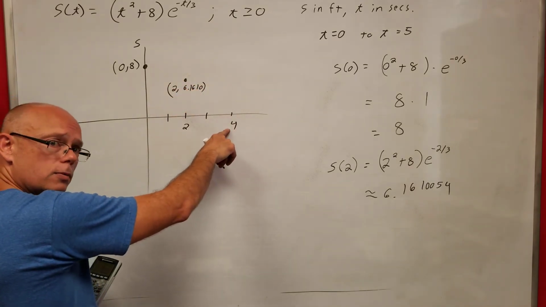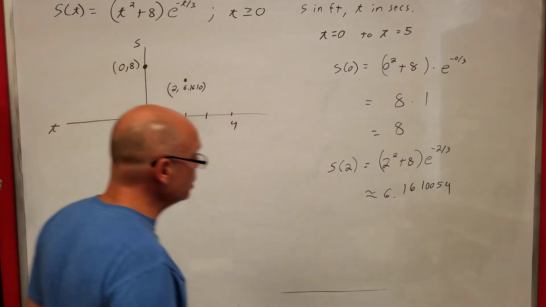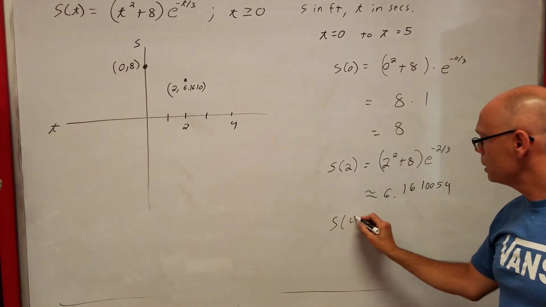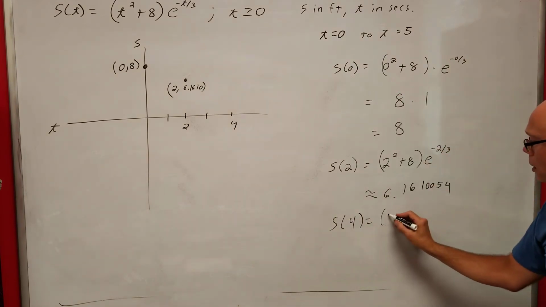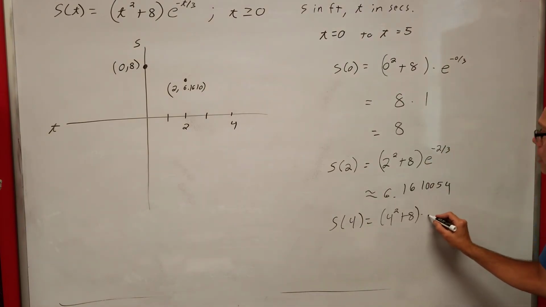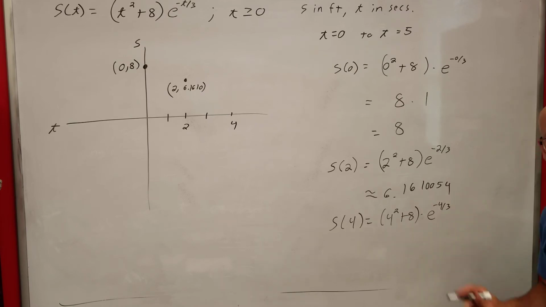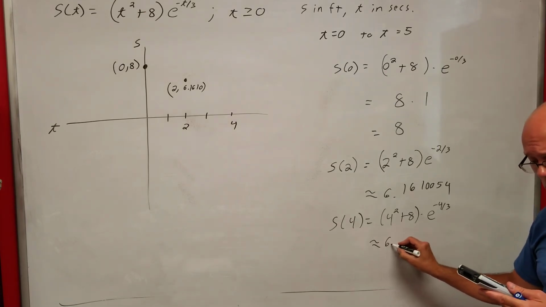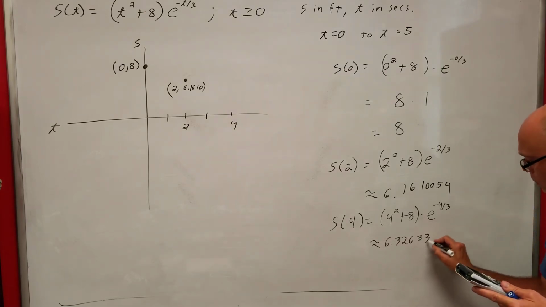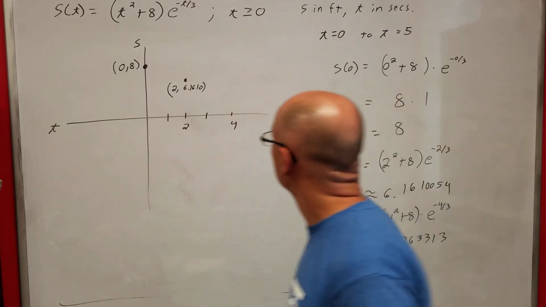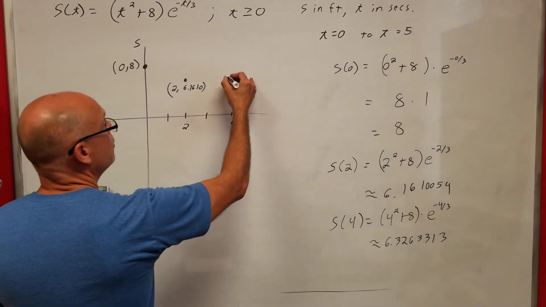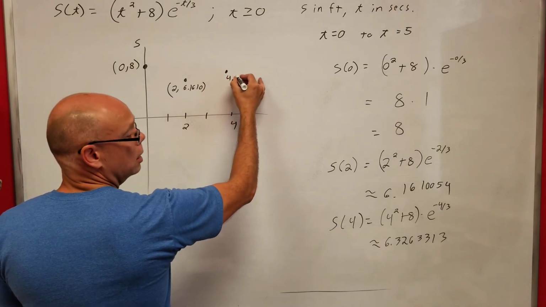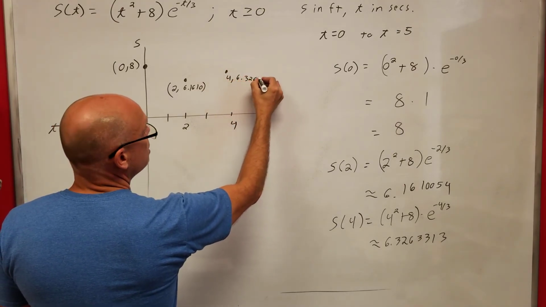But I need a point at 4 as well, right? So I'm going to evaluate S at 4 and see where I'm at. S at 4 is 4 squared plus 8 times e to the negative 4 over 3, right? So let me see where I'm at there. I got approximately 6.32633313. So that means at 4, I'm at 6.3263.